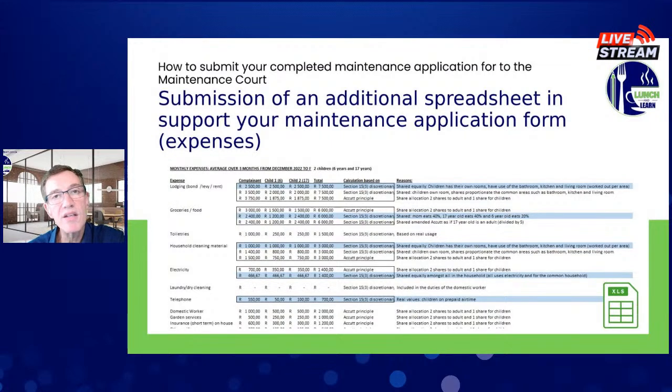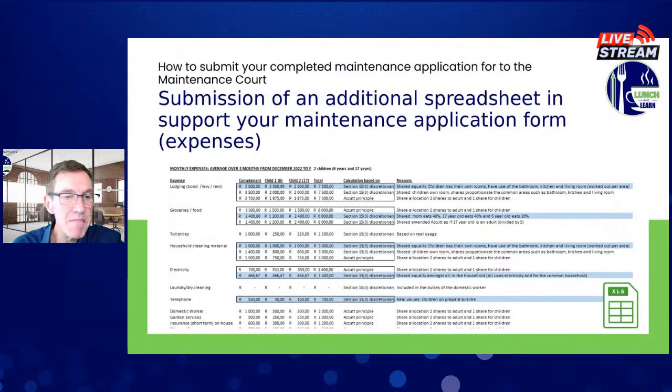So if you sit in a Section 6 inquiry, the informal inquiry, and the attorney says, well, they don't agree with this and they don't agree with that, and you come to some kind of agreement on the amounts that are needed, that could be changed immediately. It could be redrafted, and you could see the whole picture unfold in front of you. And that is the advantage of submitting an additional spreadsheet in support of your maintenance application form.